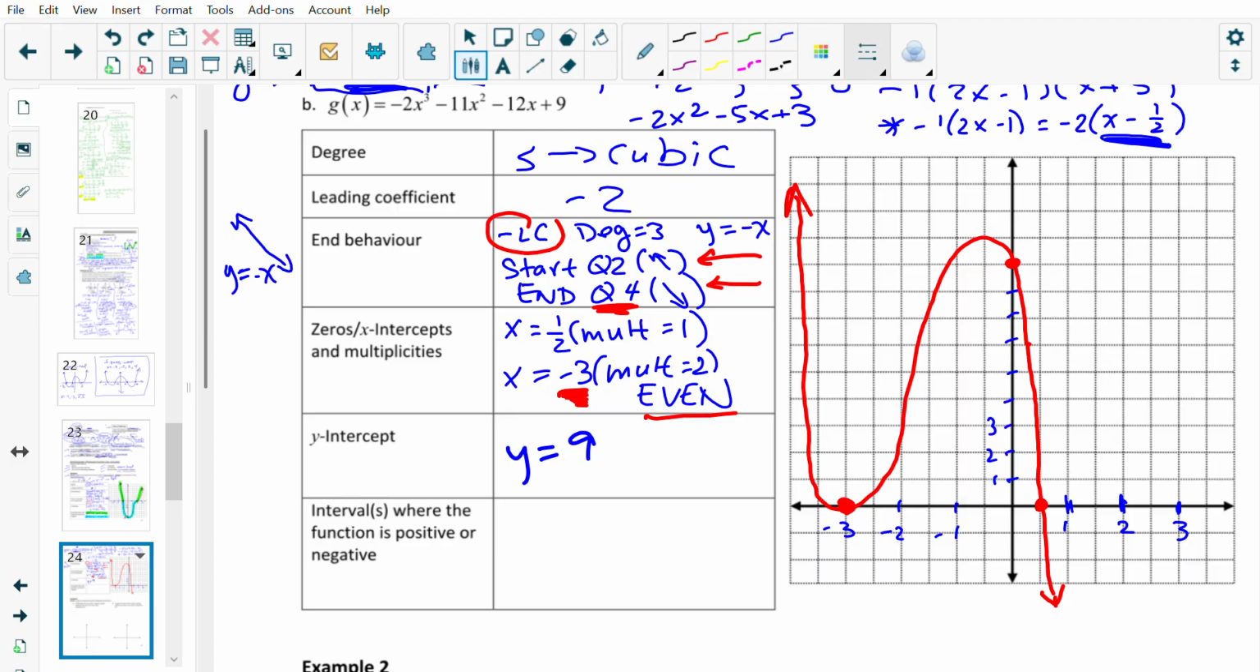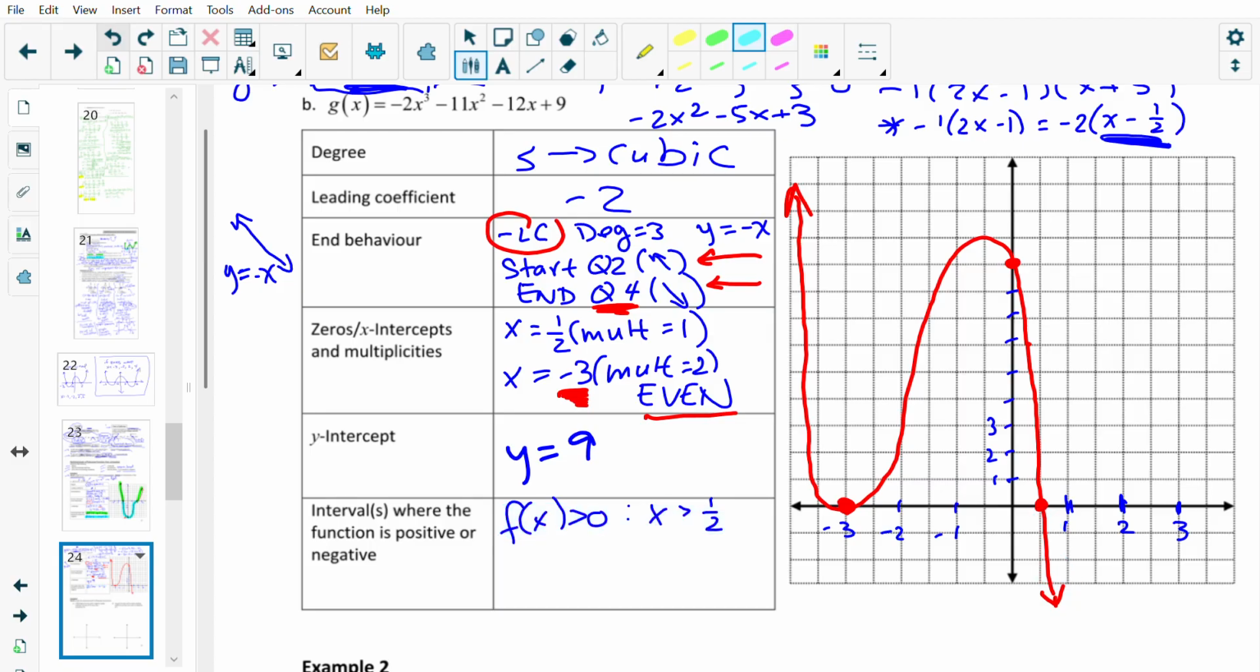Okay. So let's do the intervals. Intervals where the function is positive or negative. So f of x is greater than 0, and x is less than 1/2. Ooh, no, that's x is greater than 1/2. Sorry about that. Okay, so I'm going to highlight that.